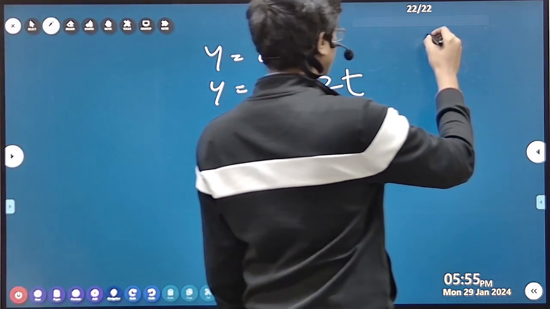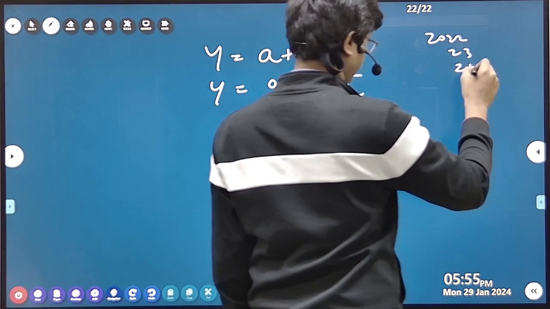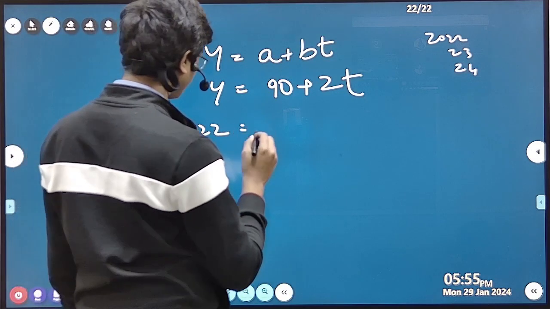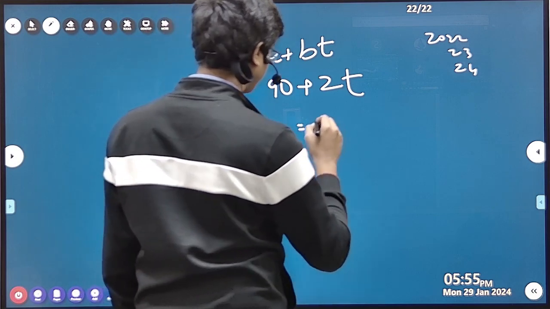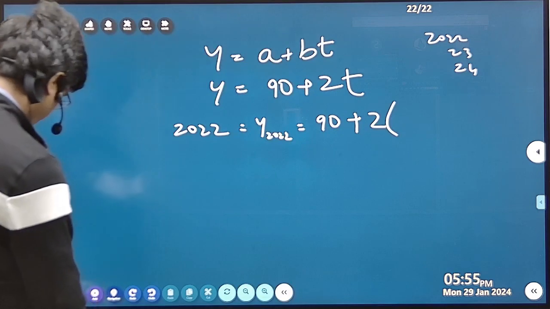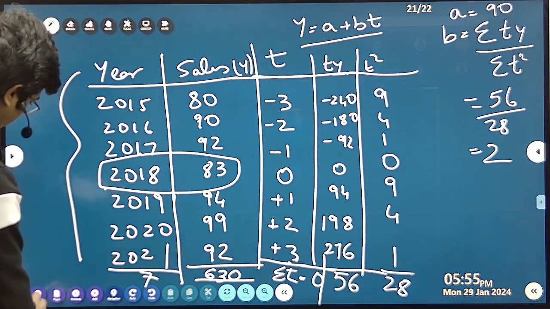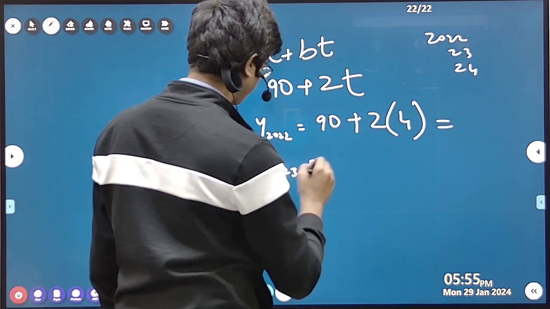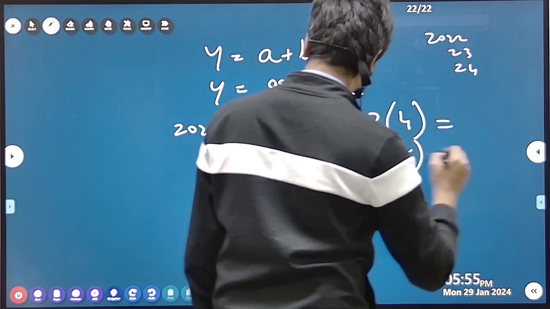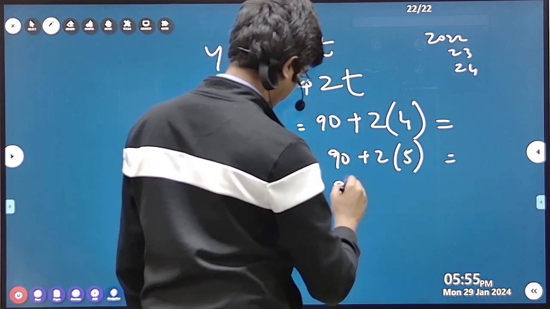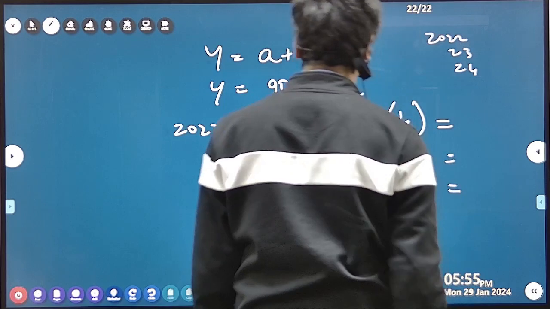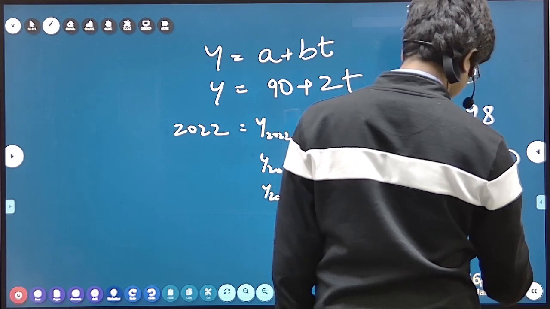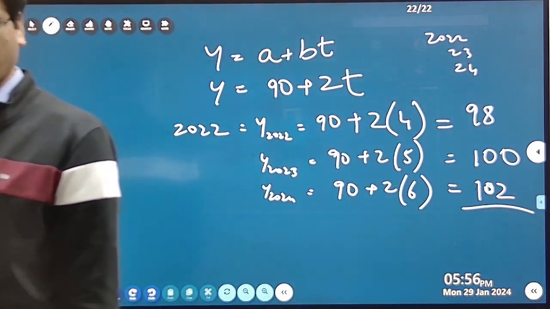Now we want sales for 2022, 23 and 24. For 2022, my y22 will be 90 plus 2 into 4, since 21 is +3. My y2023 will be 90 plus 2 into 5, and 2024 will be 90 plus 2 into 6. So this is 98, this is 100, this is 102. Understood?